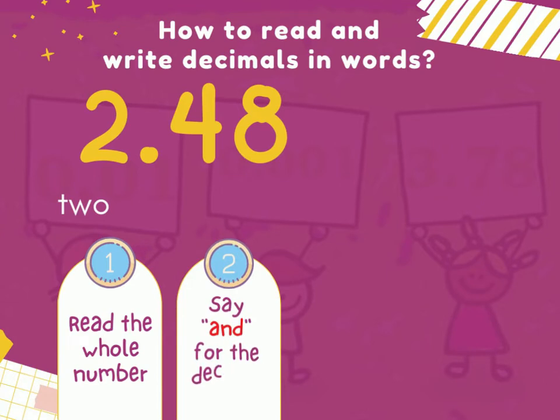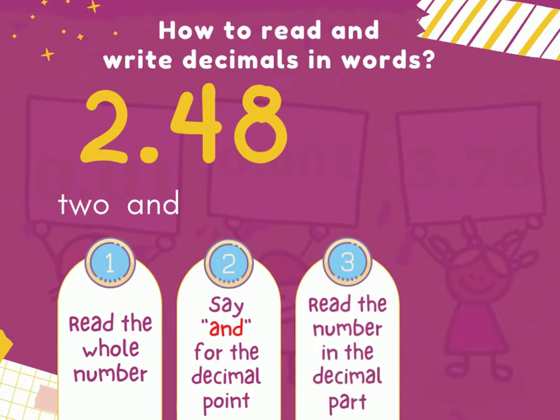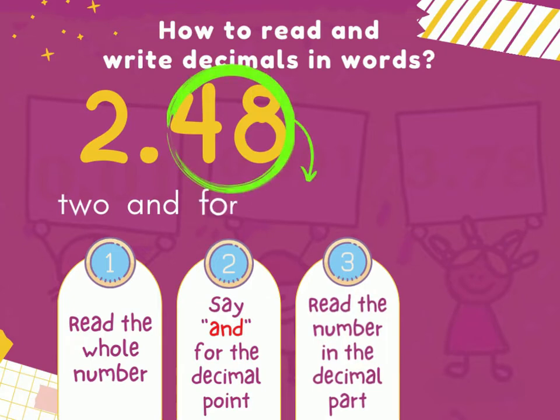Next is to say "and" for the decimal point. Then, read the number in the decimal part. Take note, reading this number is similar to the reading of whole numbers. So, in the decimal part, we have 48.